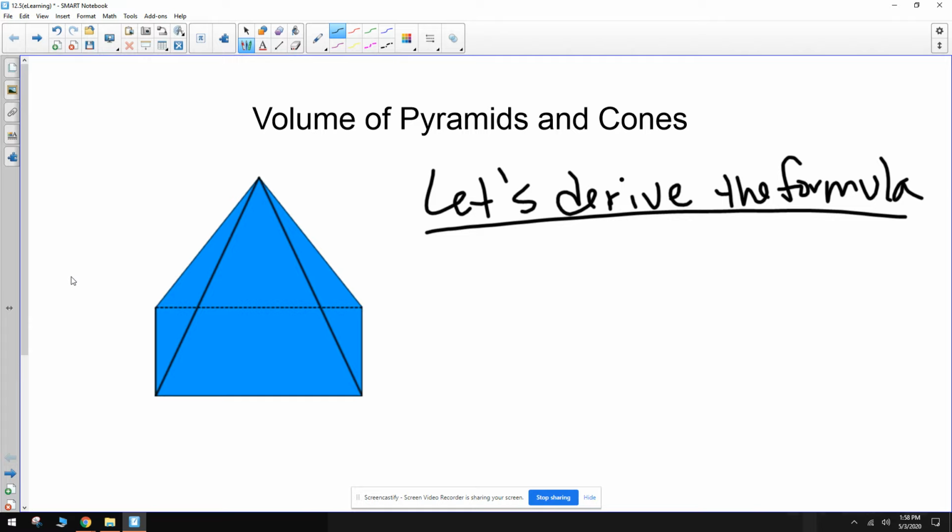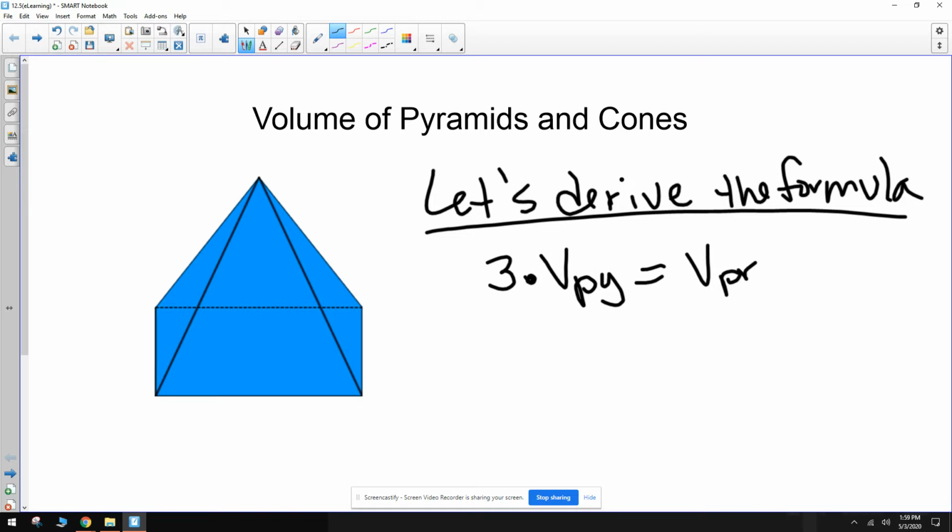All right, so let's derive the formula of a pyramid. Remember, derive is just a fancy word of saying we're going to take knowledge that we know, put it together, and create new knowledge. From the demonstration video, we learned that it takes 3 volumes of a pyramid to fill up the volume of a prism, as long as the pyramid and the prism have the same base and height. So let's write that out: 3 times the volume of a pyramid equals the volume of a prism.